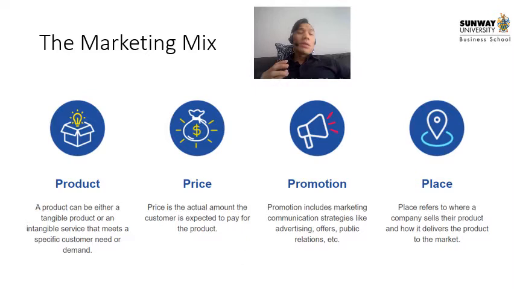So, to begin with, we need to first understand what the marketing mix is, or going back to the basics of the 4Ps. The product, of course, is the tangible or intangible service that meets a specific need. The price is the amount that the customer is willing to pay for the particular product or service. And the promotion includes the marketing communication strategies that we use to reach out to the customers to buy the product or service. And finally, the distribution channel, or the place where the company sells the products or how it delivers to the market. So this is the basic 4Ps.